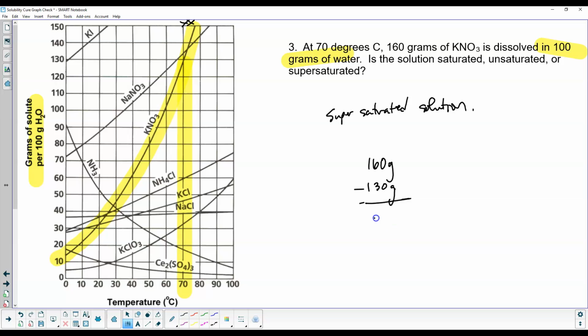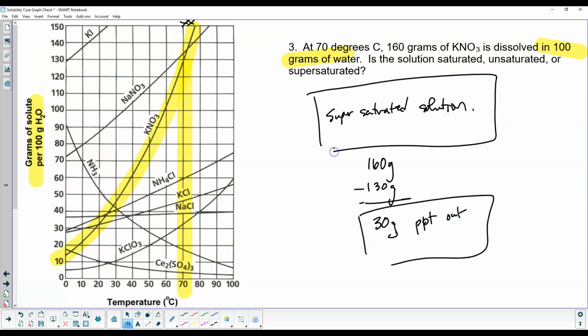So about 30 grams. You get what we're talking about. 30 grams would precipitate out. PPT means precipitate, okay? But really all it was asking was this, but I could ask how much would come out of the solution.